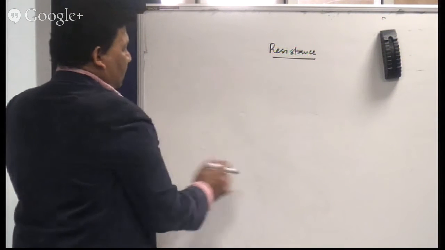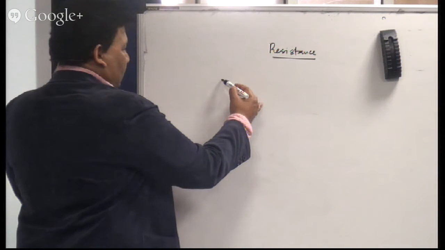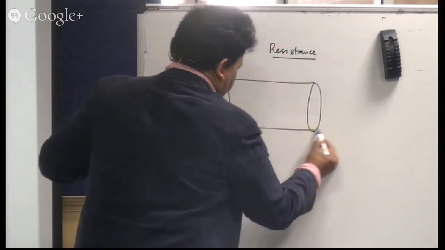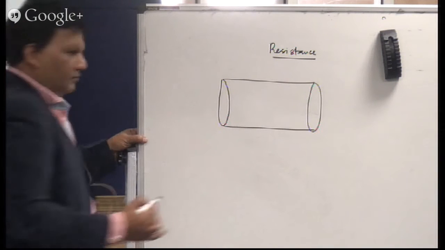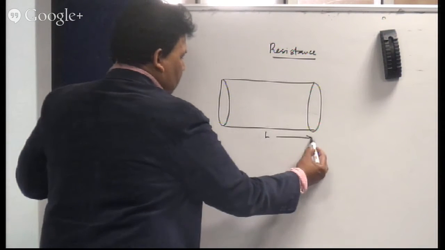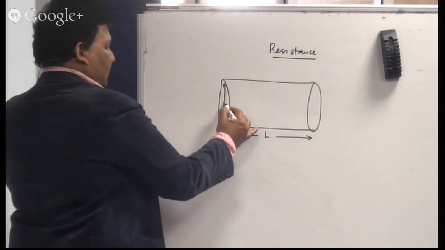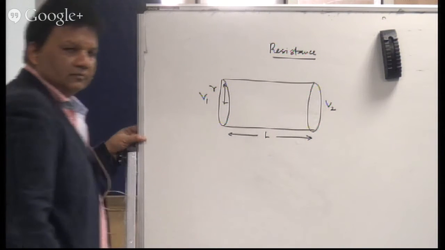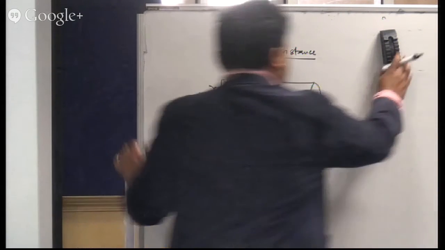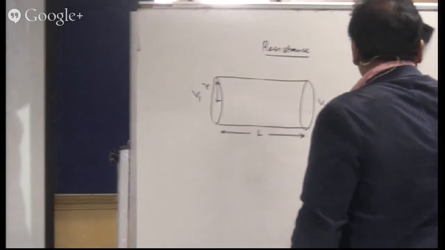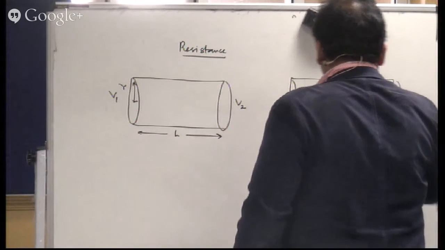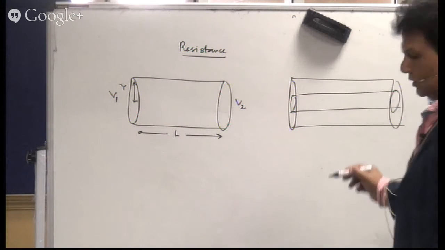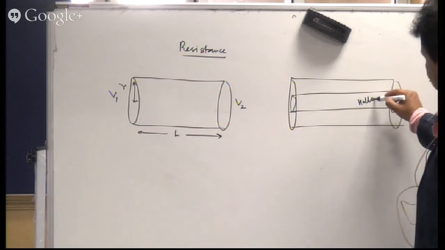For example, if I say that there is a cylinder, a cylindrical conductor, the length is L, radius is R, there is potential V1 here and there is potential V2 here. That's case 1. In case 2, I draw another cylinder. There is a cavity in between. This is hollow. This is solid.